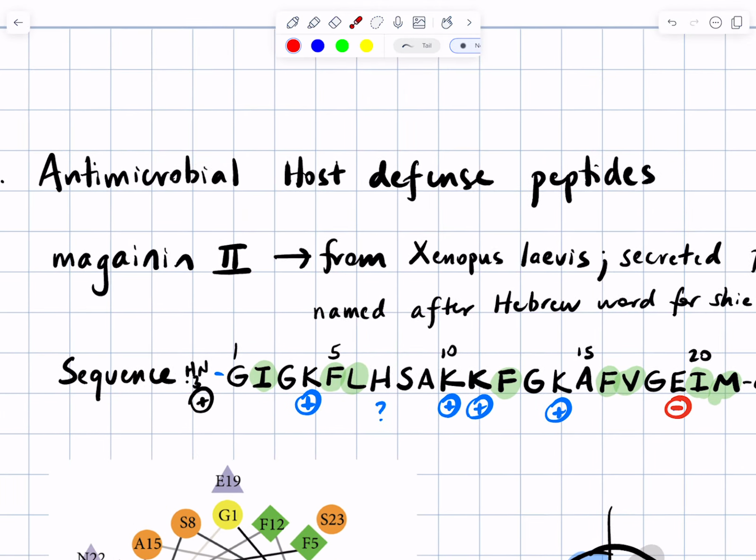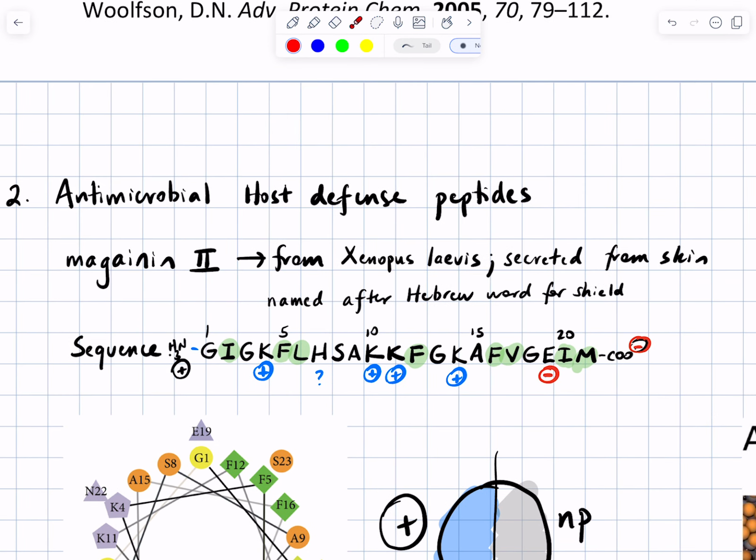There is a class of peptides in organisms across lots of animals called host defense peptides. Insects make these, people make these, frogs make these. Here is a sequence from frogs. It's called magainin, and this is from a Hebrew word for shield. And this is a peptide that's part of what we would call the innate immune system, meaning it's a peptide that's designed to kill bacteria.